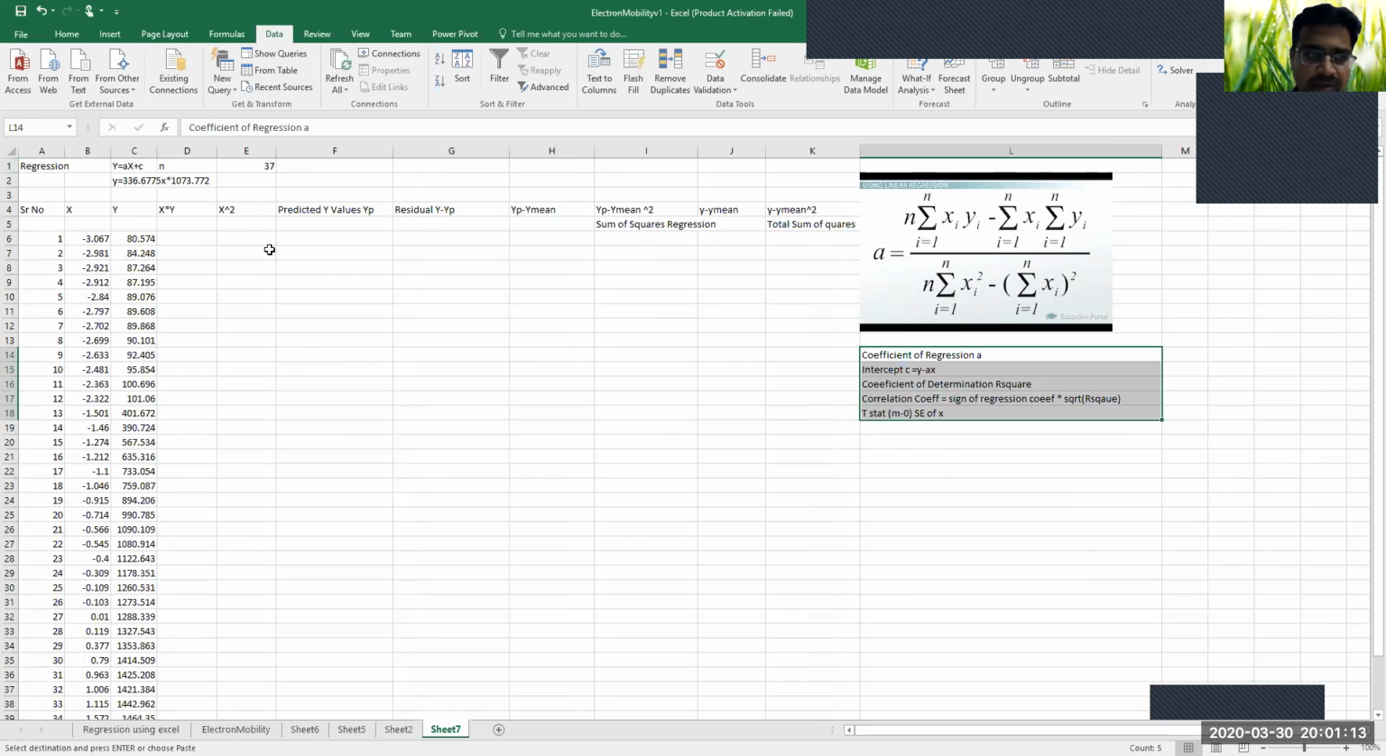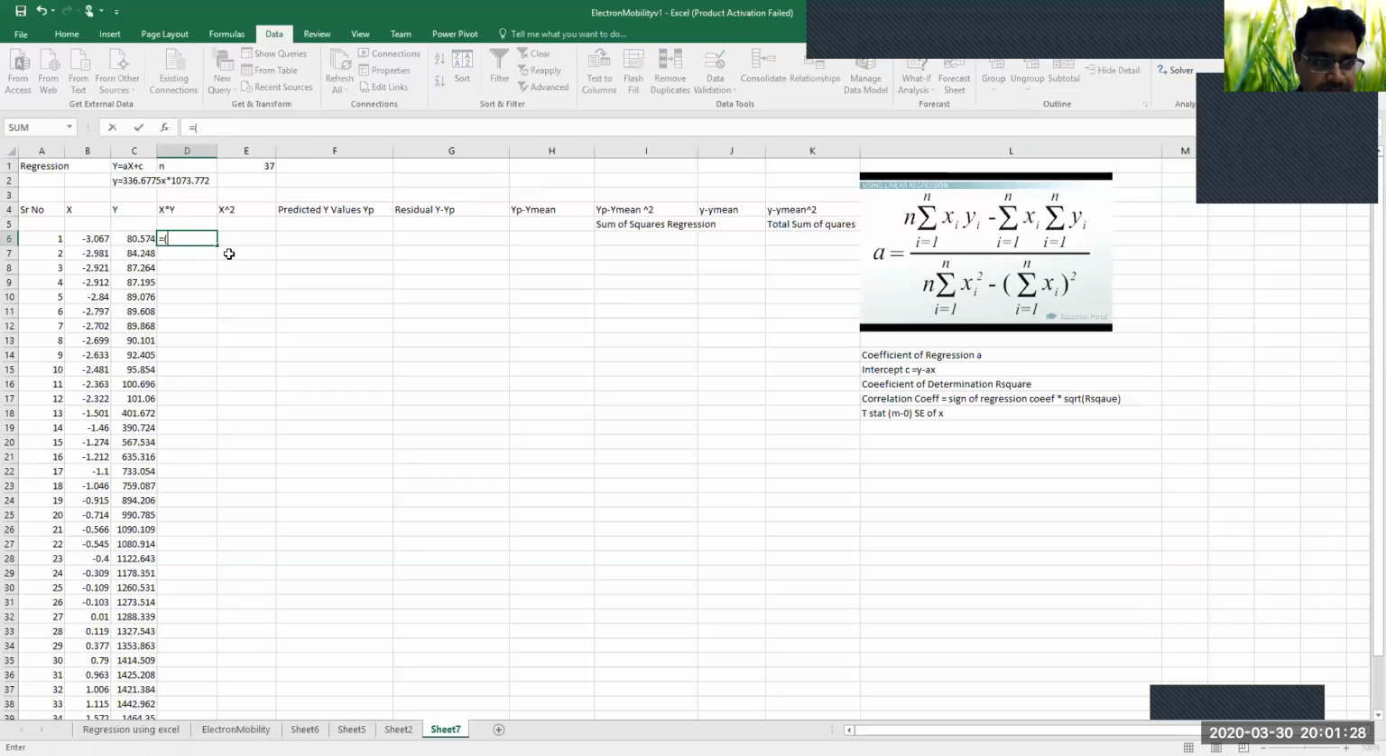So to calculate y is equal to ax plus c, we need to determine a. The formula for determining a is given here. So we'll first prepare the terms for this formula. So I'll just do plus first. So x into y, then x square into x square. So we'll take both terms down.